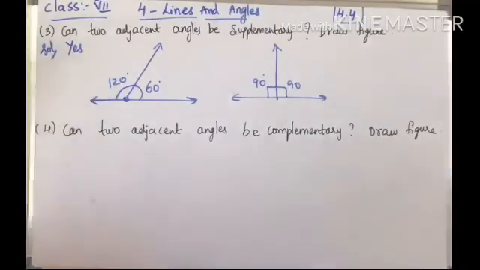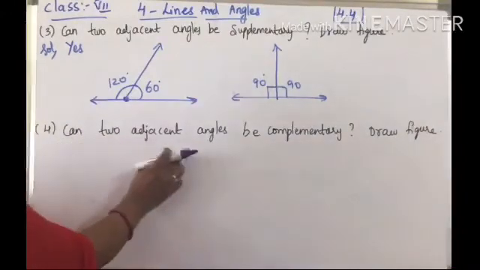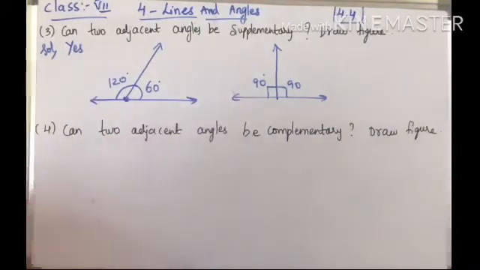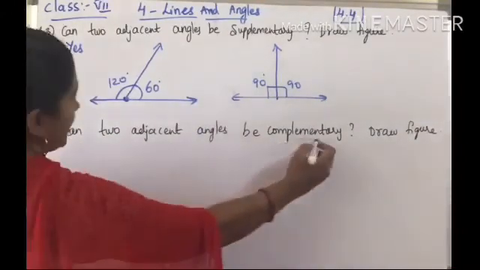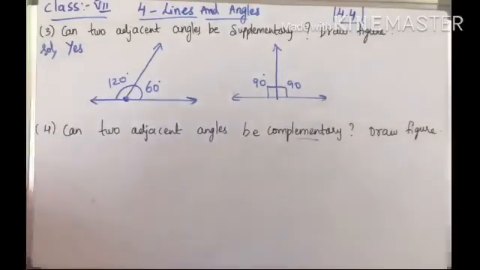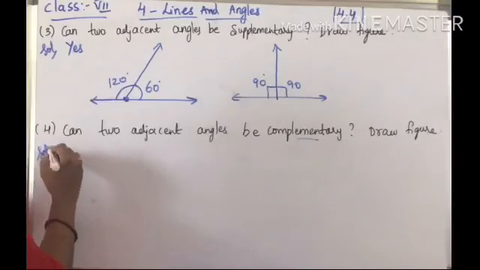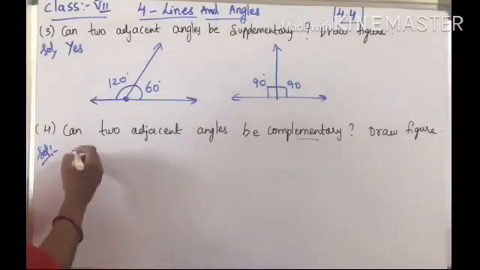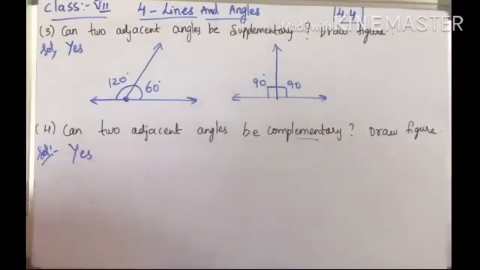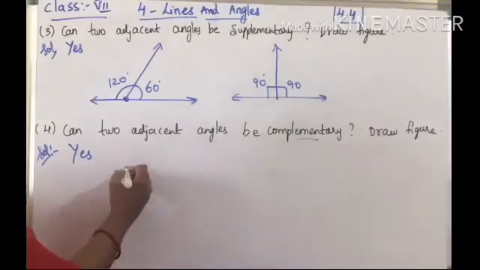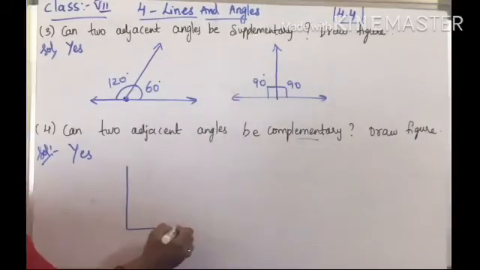Right. Next, fourth question. Can two adjacent angles be complementary? So, what is complementary here? When we add two angles, if you are getting 90, then we can say the two angles are complementary angles. So, can two adjacent angles be complementary? Yes. See, complementary is nothing but the sum of two angles is 90 degrees, isn't it?